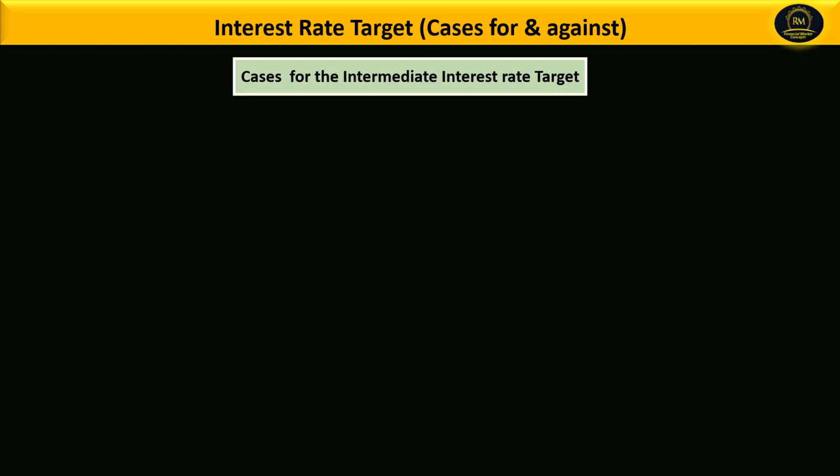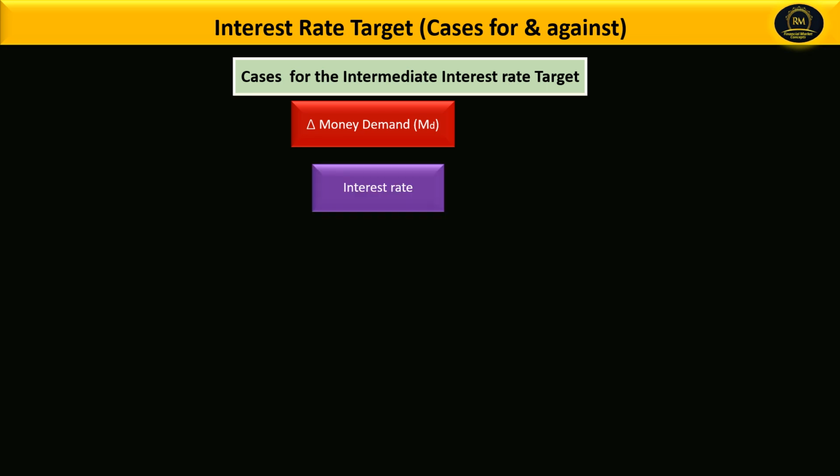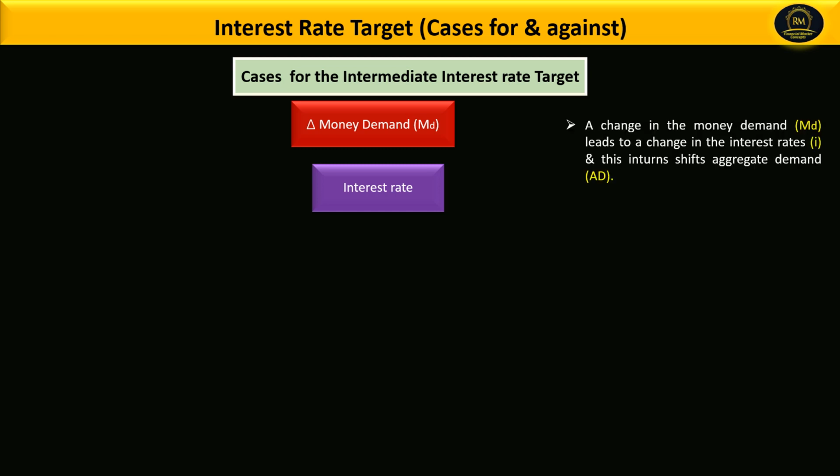Now let us see the critical aspect of the interest rate target. Here we will see the cases for and against the interest rate target. So we will first start with the cases for the intermediate interest rate target. We all know that when the money supply is given, any change in the money demand leads to a change in the interest rate.